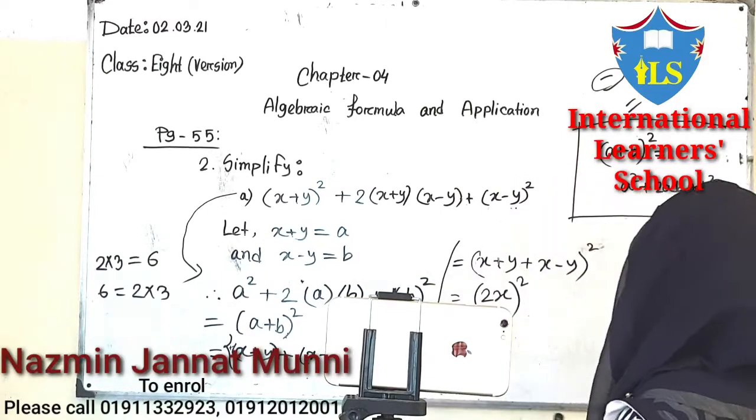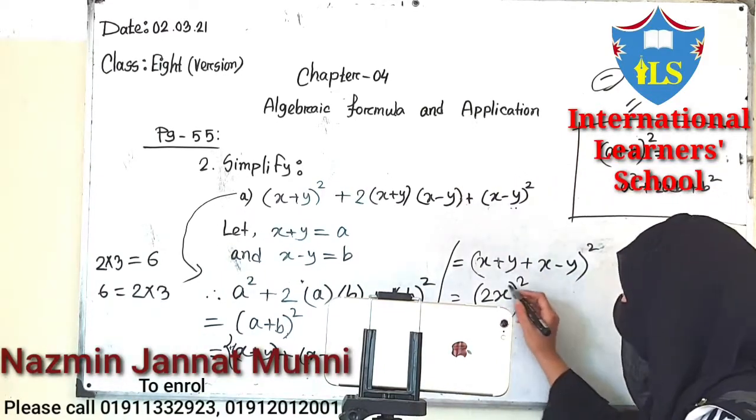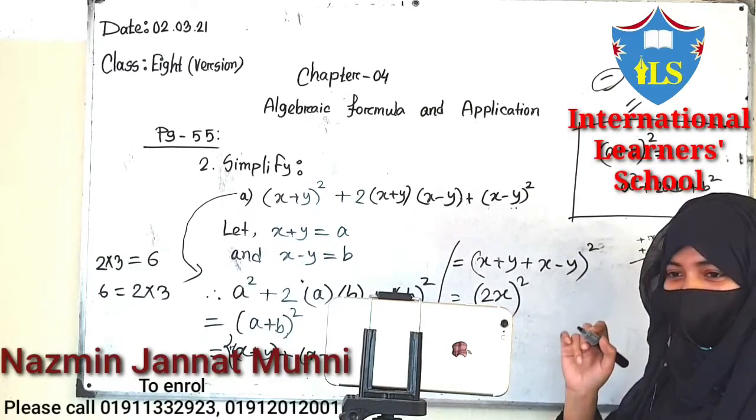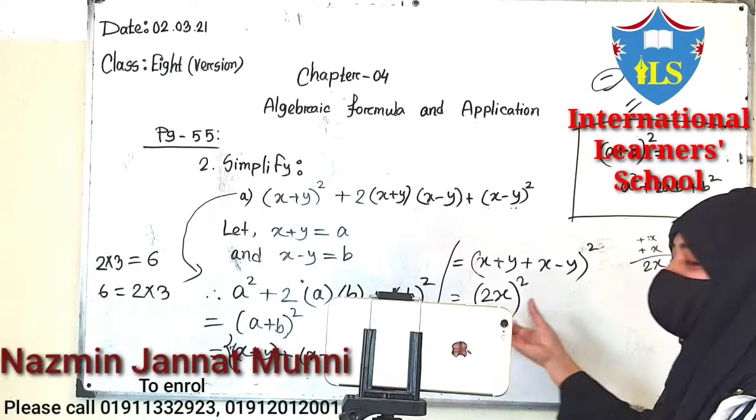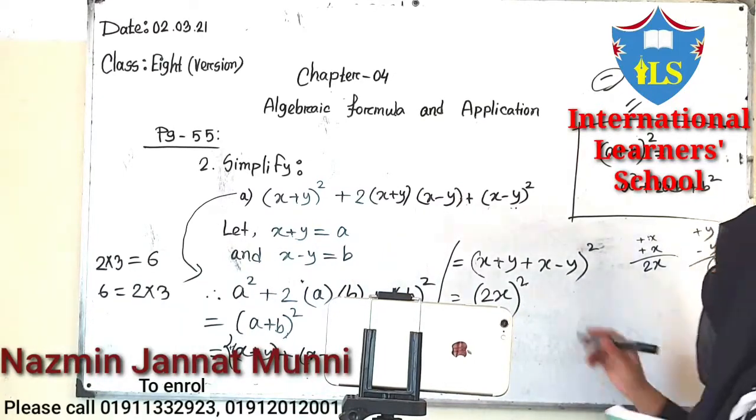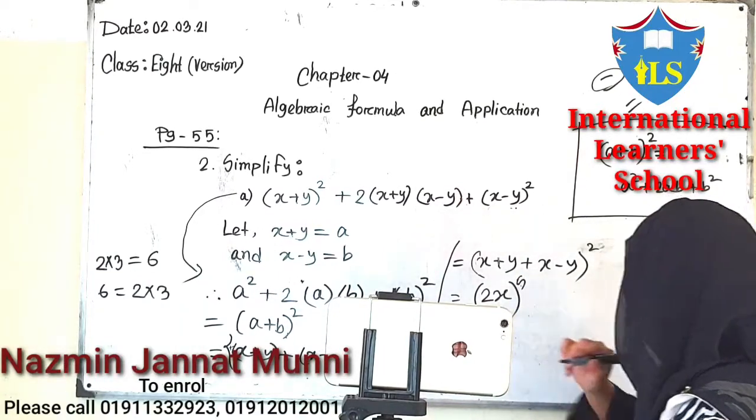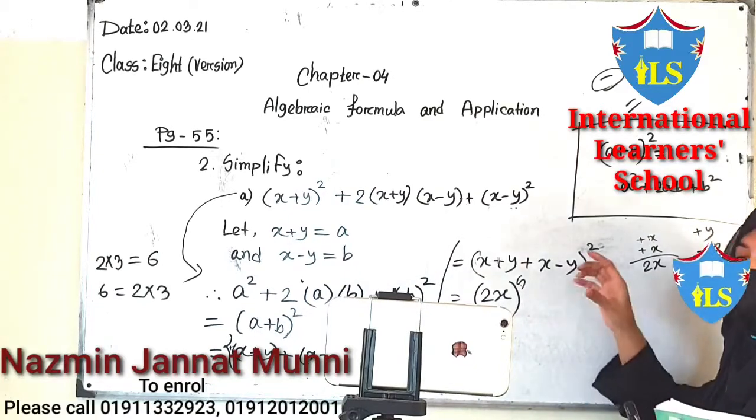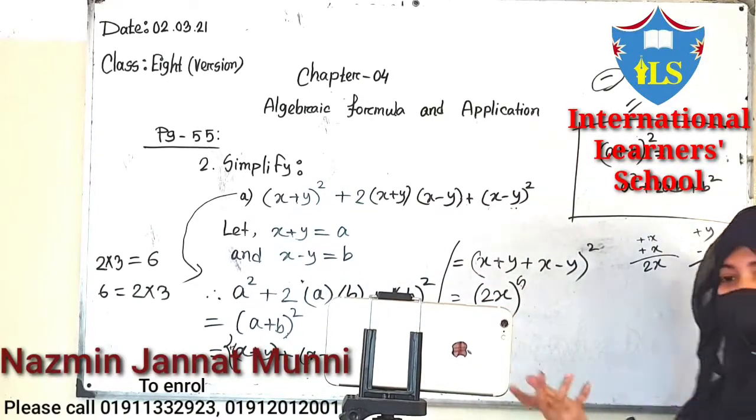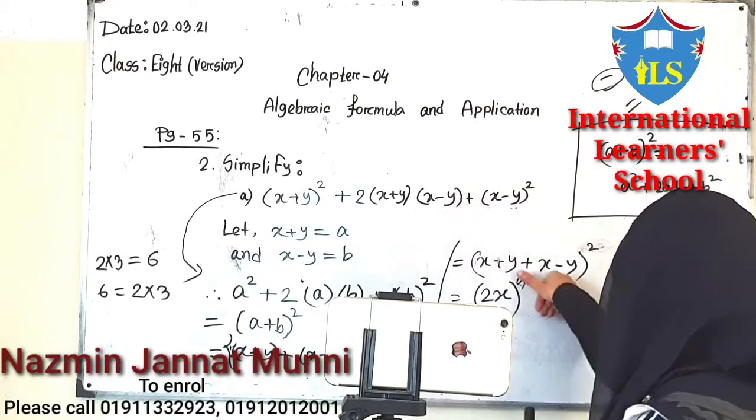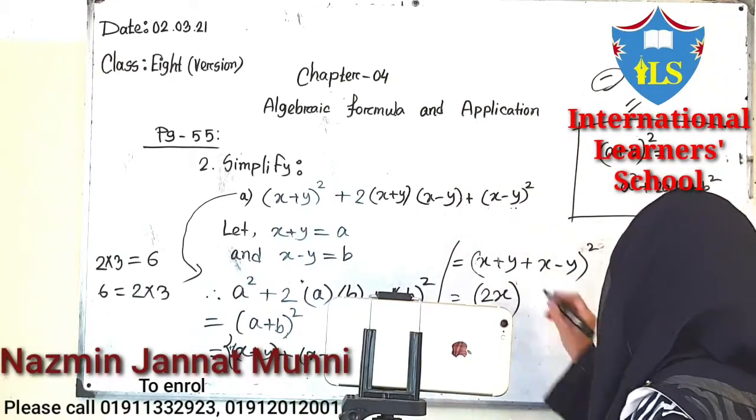We have to write the inner thing 2 times. This 2 means you have to write the inner thing 2 times. Suppose here it is 5. That means you have to write the inner thing how many times? 5 times, and you have to do multiplication. Okay, so finally we got 2 here.